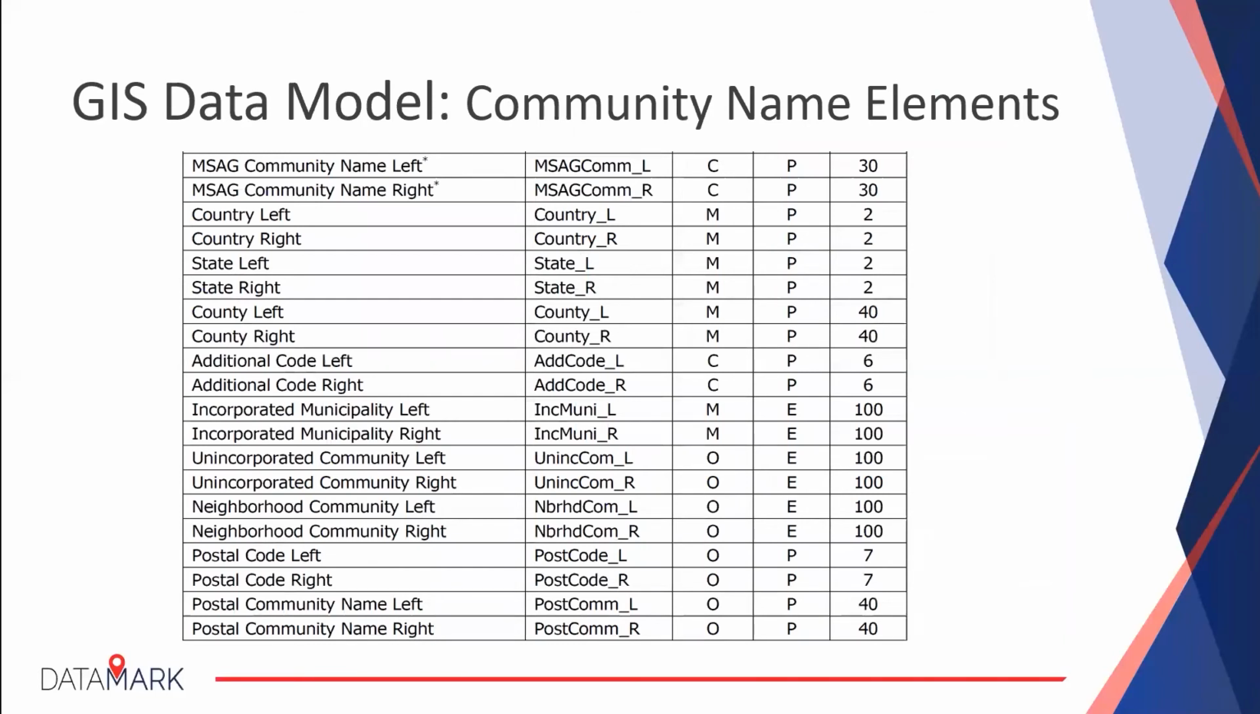Okay. Next, we'll move into the community name elements. Community names are an interesting topic. As I mentioned before, we're going to have country and state collected before, where you may not have done that before. County, most people kept county, some people didn't, depending on their setup. But you have the additional community fields of incorporated municipality, unincorporated community, and neighborhood community that are optional.